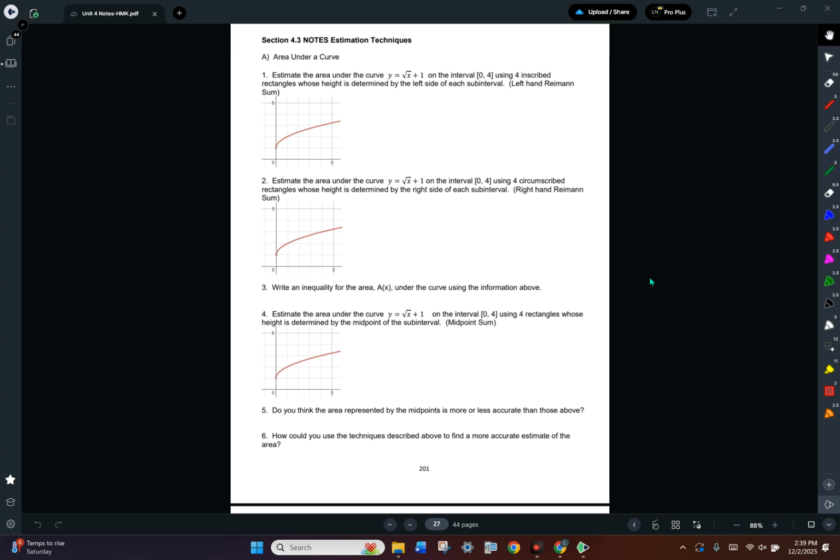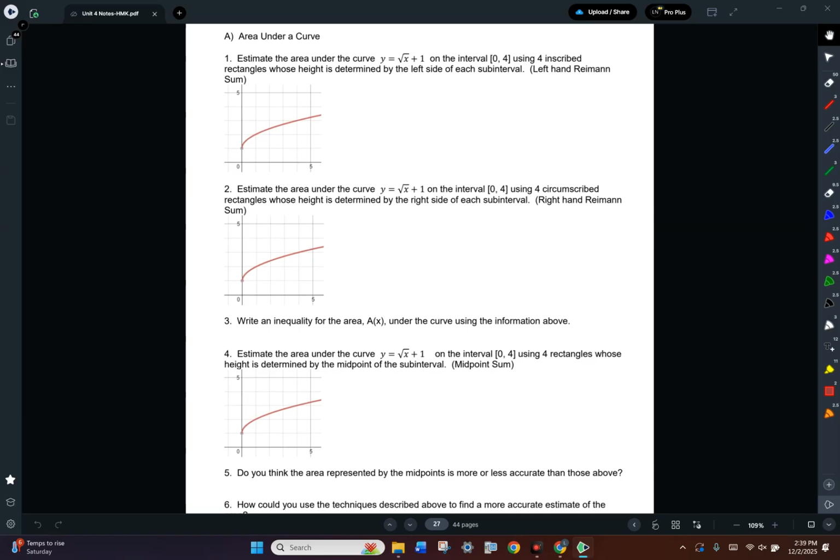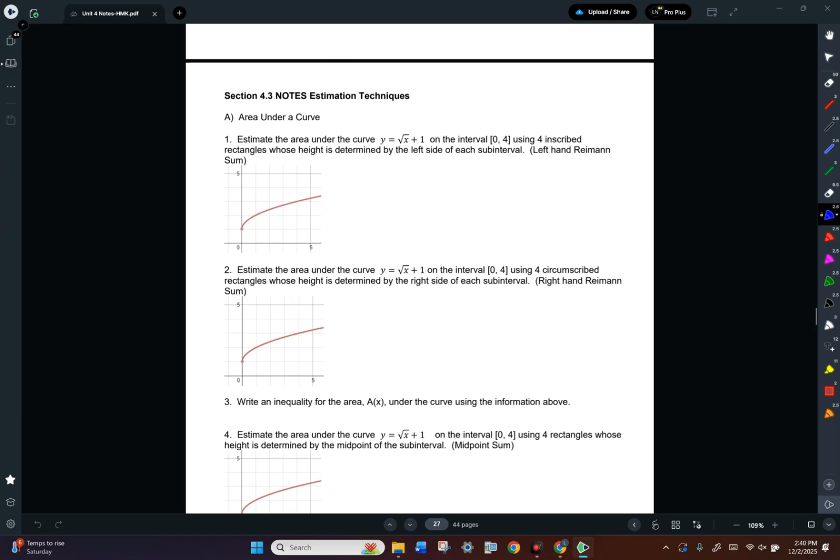So this is section 4.3 in calculus. And today we're going to talk about some of the applications of integration, even though it'll take a little bit for us to actually connect it to integration. So first, let's think about something.